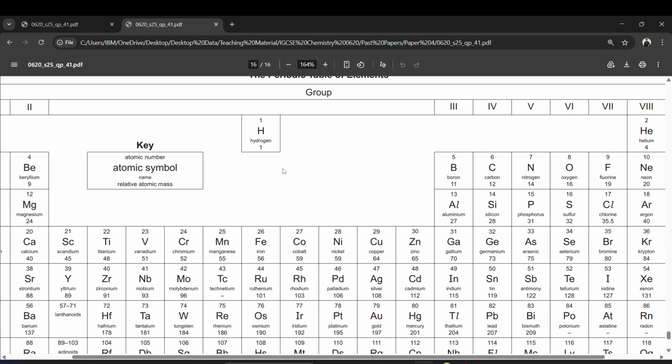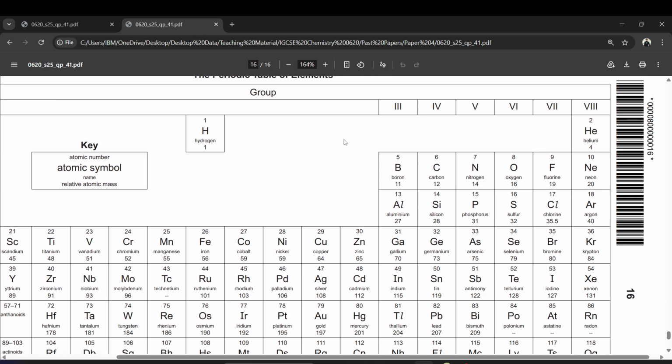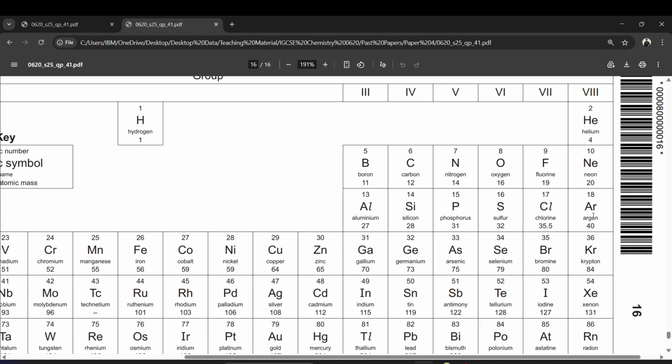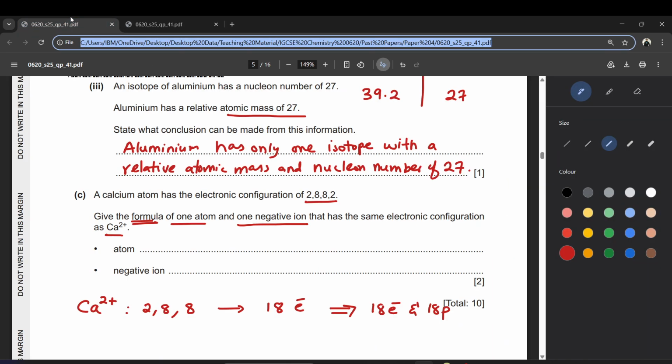Okay, so let's see, the top values are the proton numbers. So if you look over here, this one, 18, so this is argon. All right, so argon is a group 8 element, and therefore we can say the formula is going to be Ar.